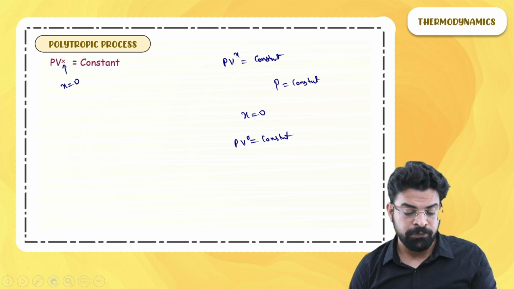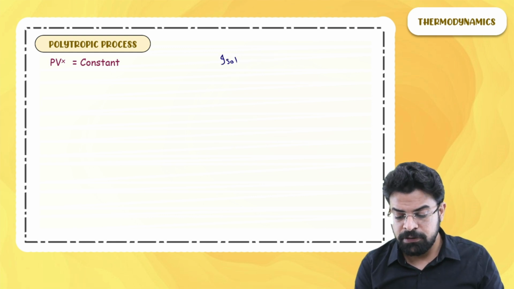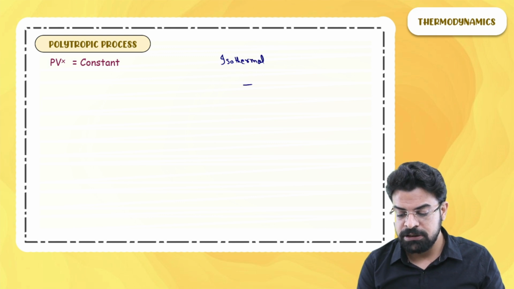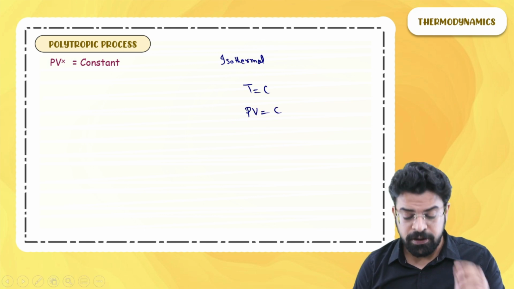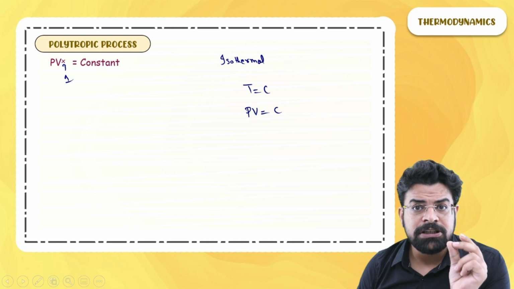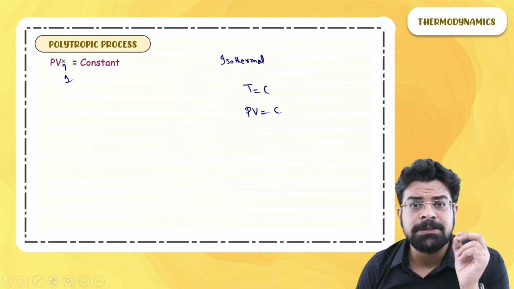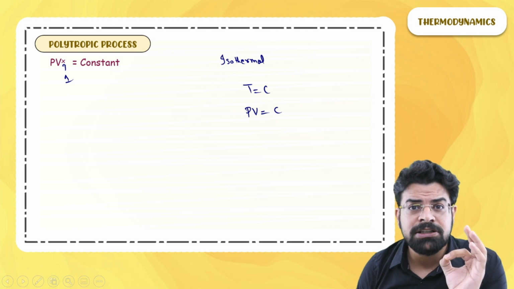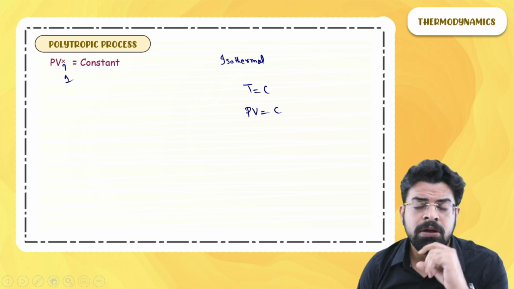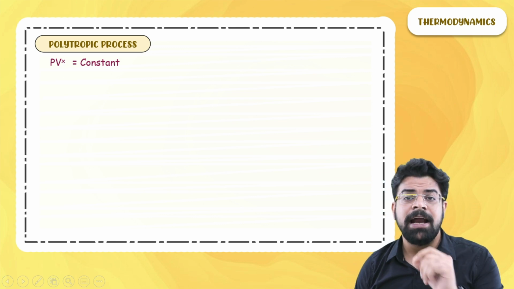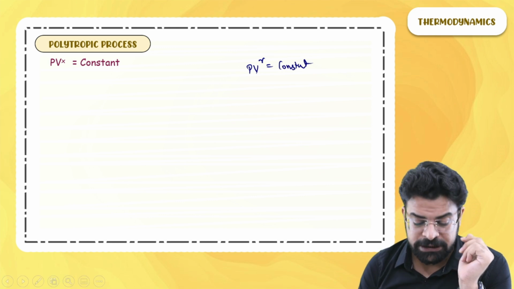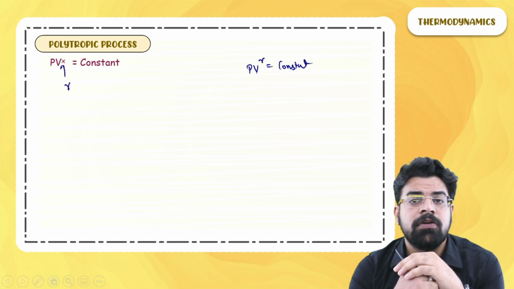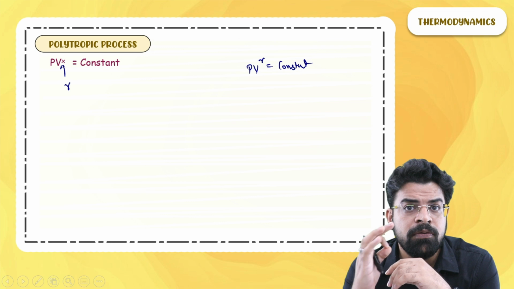For an isothermal process, we know that the temperature is constant. So we can say that the multiplication of pressure and volume is constant. So if you substitute x as 1, this equation becomes PV raised to power of 1 equals constant, which is PV equals constant, which is nothing but the condition for an isothermal process. What has to be the value of x for an adiabatic process? For an adiabatic process, we know that the equation is PV raised to power of gamma equals constant. So if you take the polytropic coefficient x as gamma, you get PV raised to power of gamma equals constant, and that is the equation for an adiabatic process.